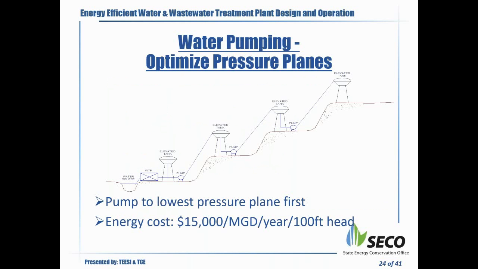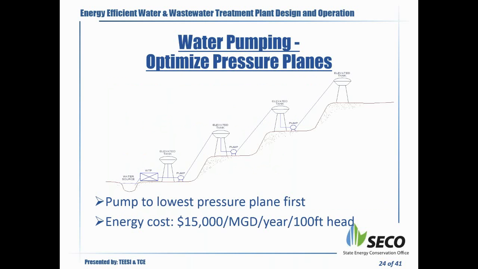The other thing we look at is your pressure planes. When we go into a city, we expect to see that you're pumping into your lowest pressure plane, or perhaps your base pressure plane first, and to make sure that you only pump the amount of water needed to a pressure plane that pressure plane needs. We've seen instances where municipalities or water districts pump to the highest hill first and let everything flow downhill, which is a tremendous waste of energy.